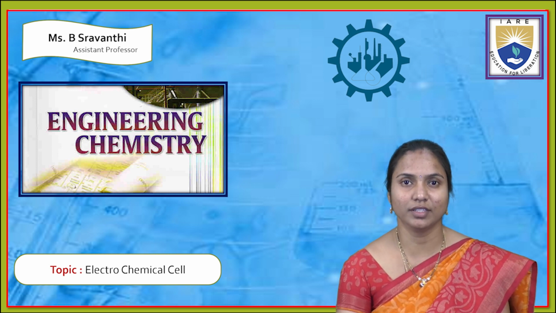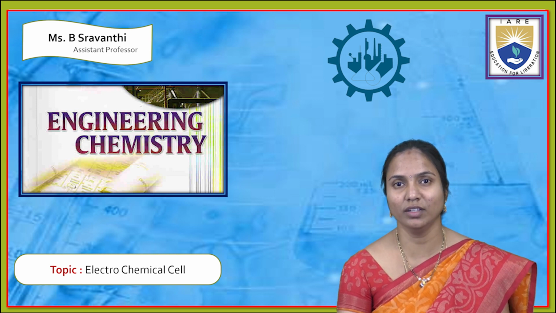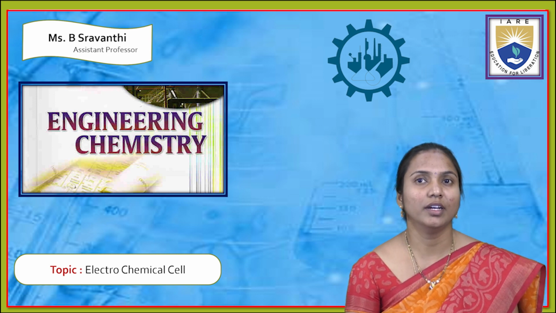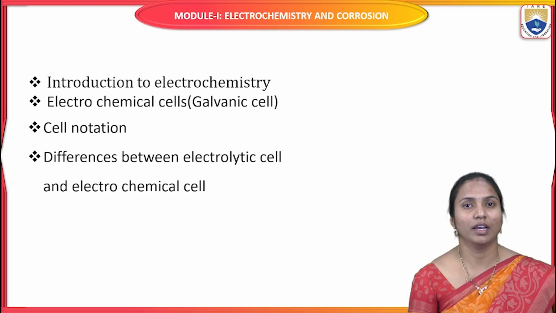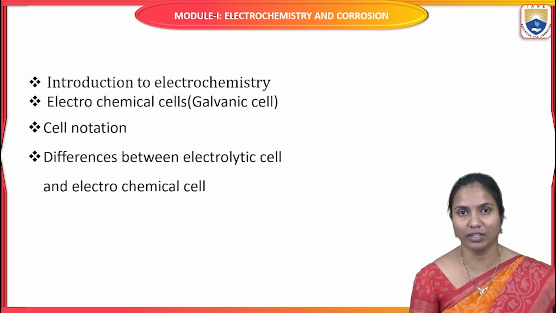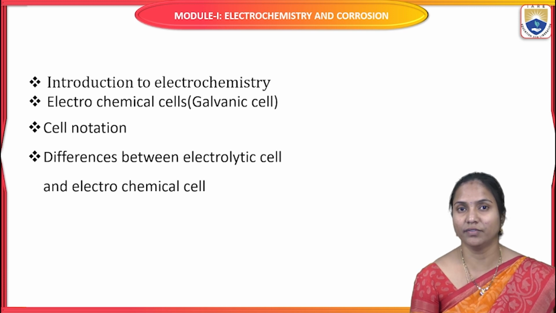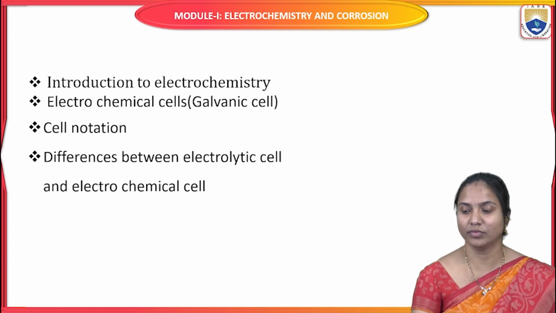Today we are going to discuss Engineering Chemistry, Module 1, Electrochemistry and Corrosion. In this electrochemistry, the topics I am going to discuss are Introduction to Electrochemistry, Electrochemical Cell or Galvanic Cell, Cell Notation, that means how to represent a Galvanic Cell, and also the difference between Electrolytic Cell and Electrochemical Cell. These are the topics I am going to discuss in this class.